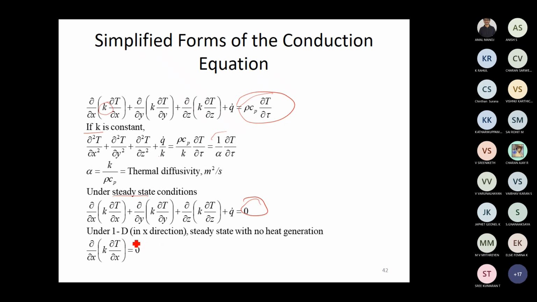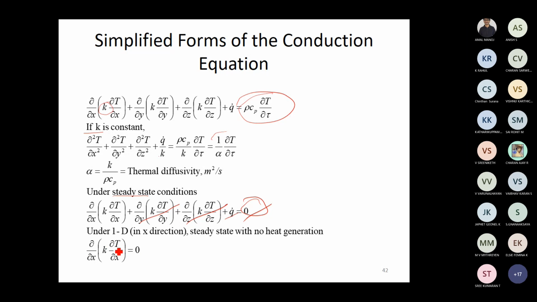So there we are forcing the heat transfer to take place in one dimensional conditions, and in such a case we won't have this term and we won't have this term. If there is no heat generation, we won't have this, and if there is no transient term, we won't have this. Therefore, the equation will be dou by dou x multiplied by k dou t by dou x.